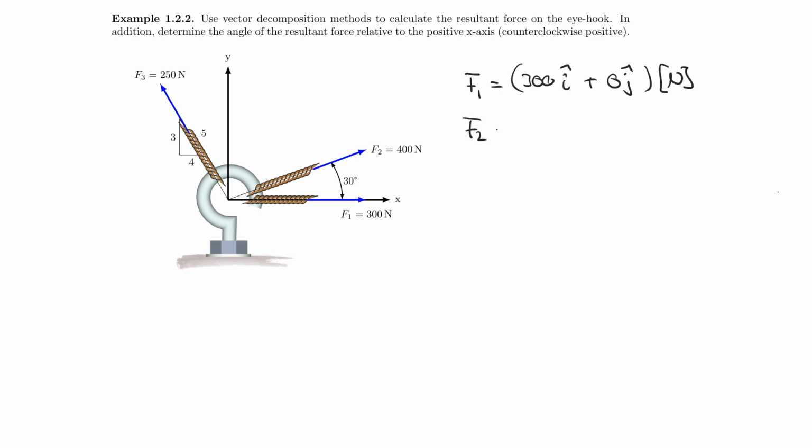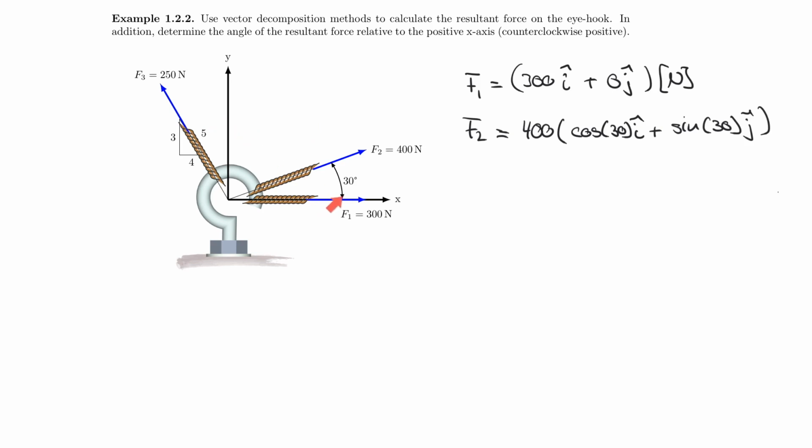My F2 is really equal to 400, and I'm going to use a different way to write this now: 400 cosine 30 i hat plus sine 30 j hat. So for those of you who are puzzled by this, the x component, the x value, is always defined by the cosine function, and the sine function always defines the y value, if you always measure from the positive x to the positive y.